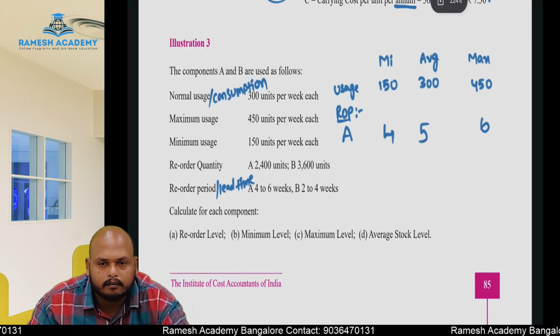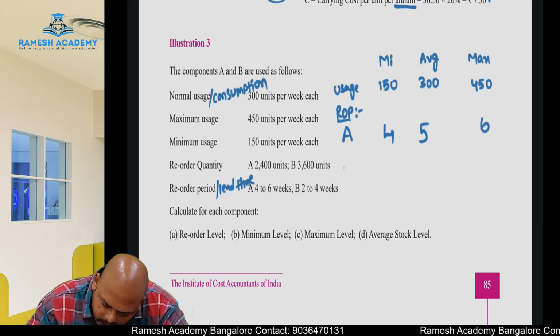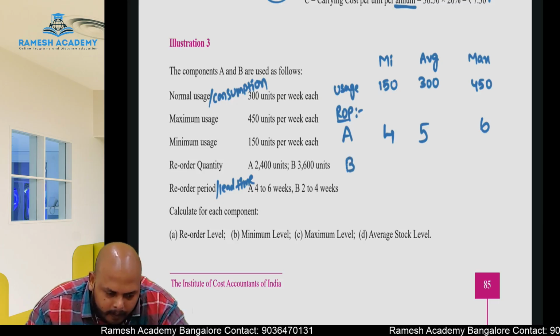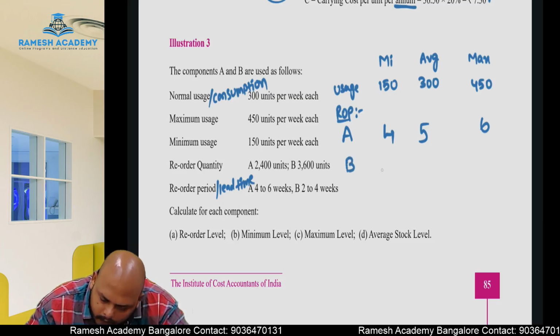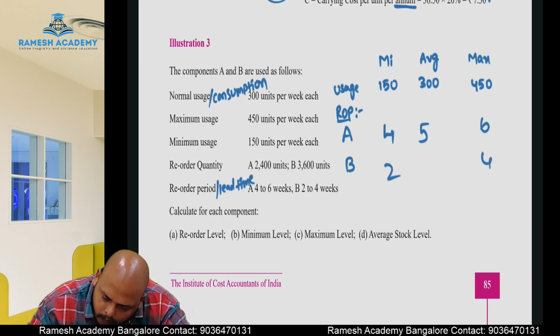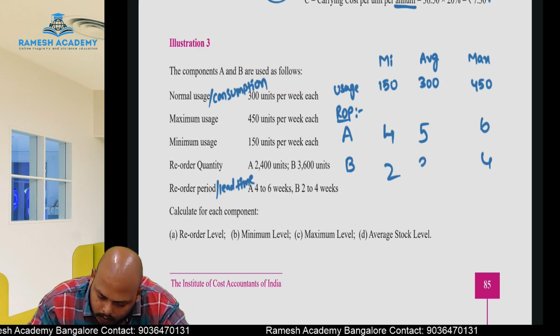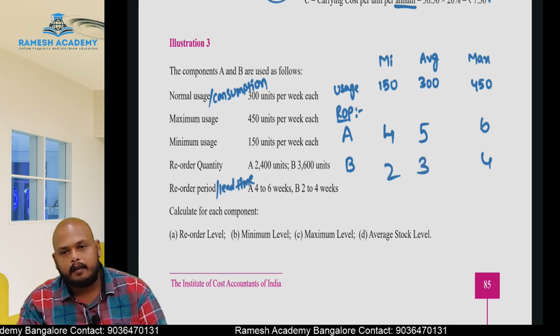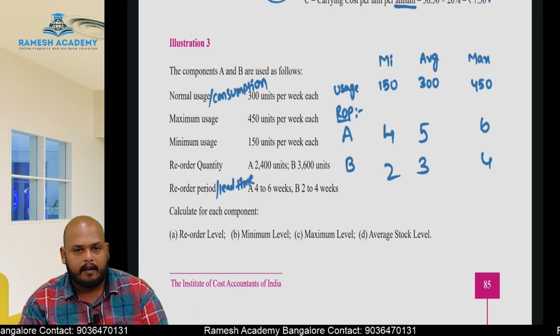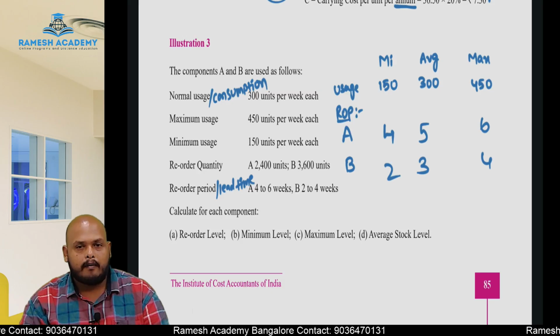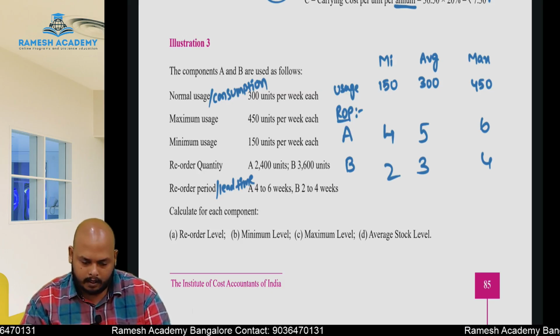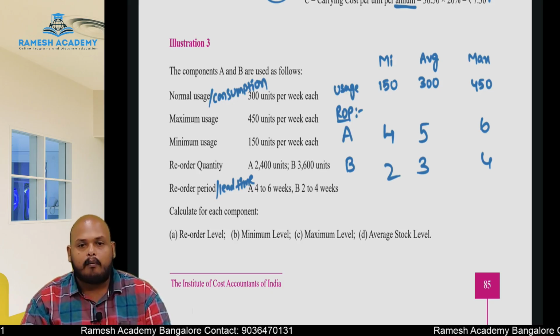Next, for B, what is the reorder period they give? 2 to 4 weeks. 4 plus 2 is 6, by 2, 3. This is the reorder period. So you have minimum, average, maximum data. Just directly you can apply it in the formulas. They are asking us to calculate for each component.